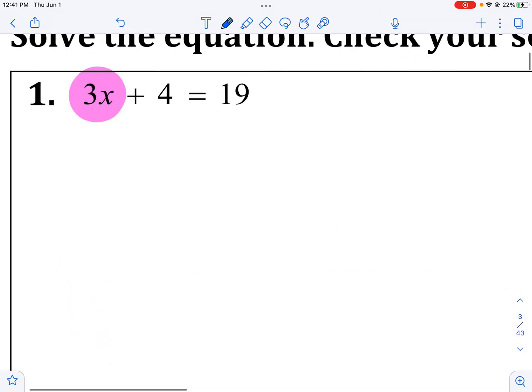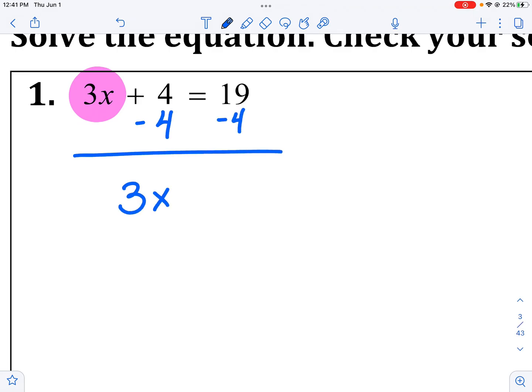So for example, on problem number 1, I've got 3x plus 4. I can't undo the 3x yet. The first thing I have to do is any addition or subtraction to get the 3x, the variable term, isolated or by itself. So we're doing our opposite or inverse operations again. I see plus 4, so I've got to subtract 4. And now I have 3x all by itself on the left side of my equation.